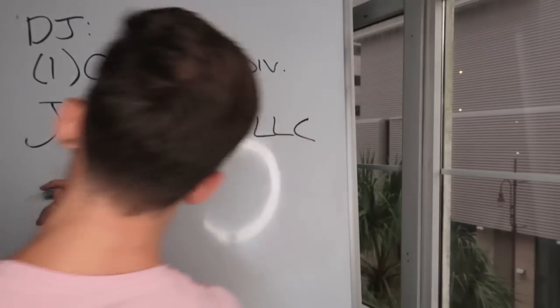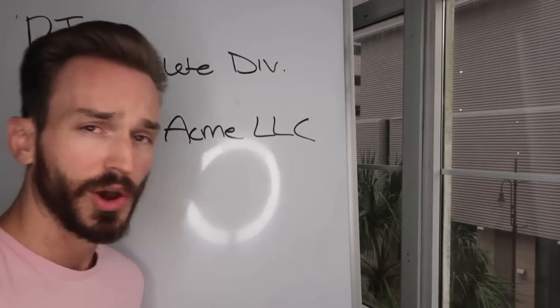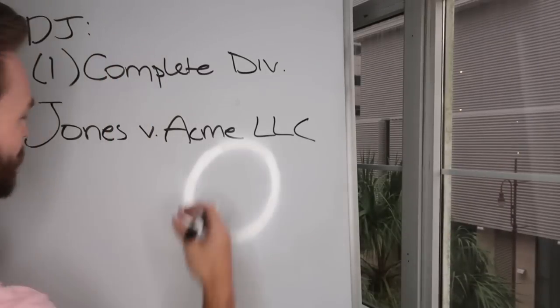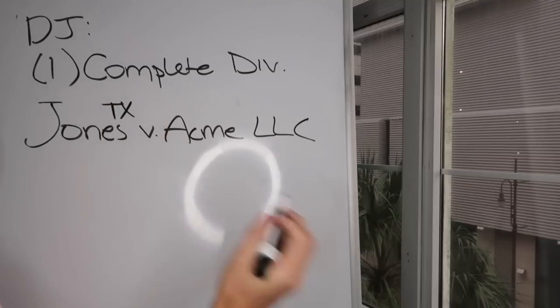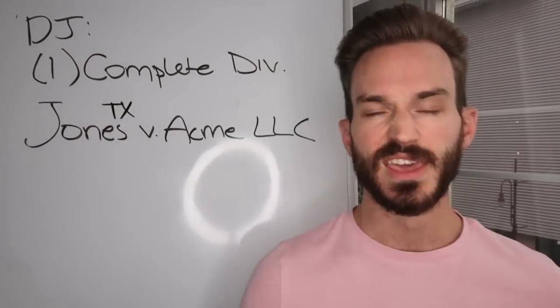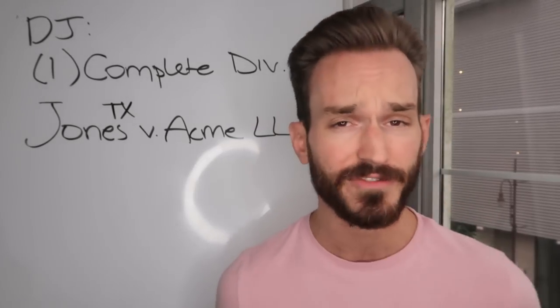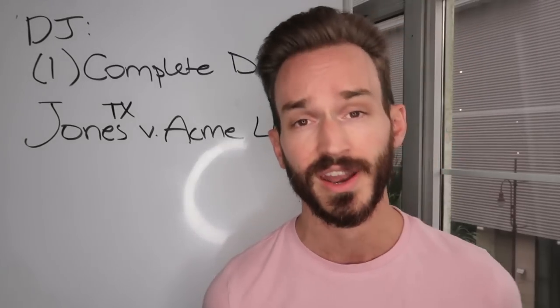Okay, so Jones, what's the test, right? Where is Jones domiciled? Where is Jones' place of residence where he has an intent to remain indefinitely? Let's say Jones lives in the state of Texas, okay? Very straightforward. He has his house in Texas. He plans to remain there indefinitely. He's domiciled in Texas, so Jones is a citizen of Texas.